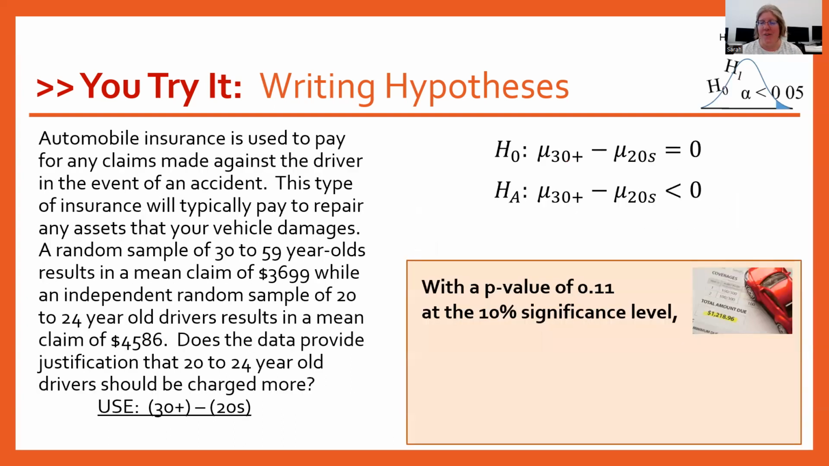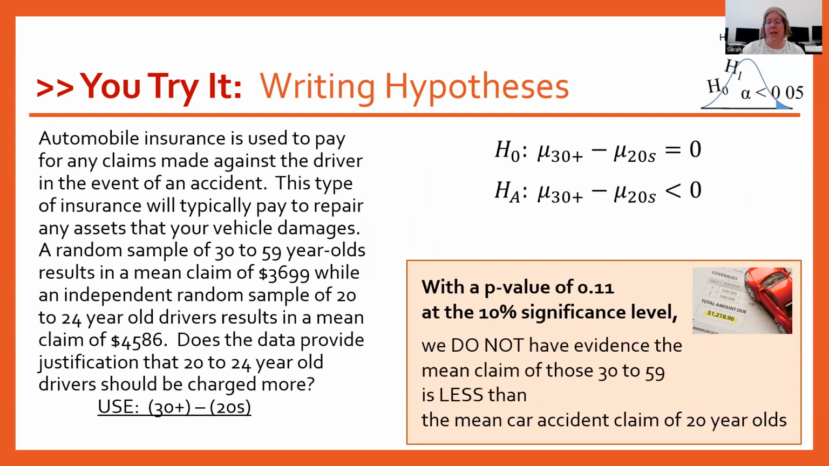And then our conclusion statement here. So we were given a p-value of 0.11 at the 10% significance level. So my p-value here is bigger than my alpha. So that means I do not reject. So we do not have evidence that the mean claim of those ages 30 to 59 is less than the mean claim of 20-year-olds. All right, so there's our conclusion statement.